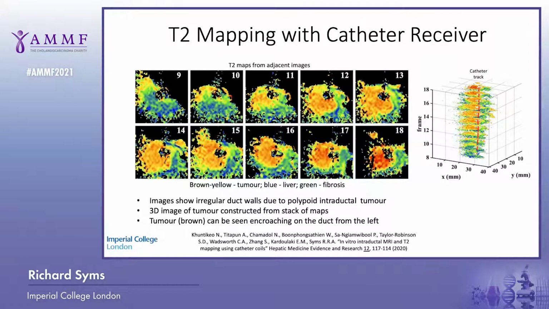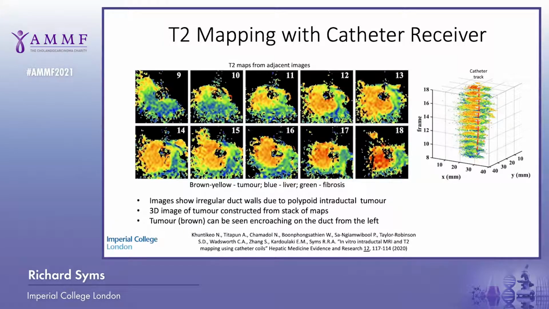If you stack these up, which is what I've done in the three-dimensional picture on the right, you can now see the exact size and shape of the tumor. It's the brown feature that's coming in from the lower left of the catheter track, which is the same as the duct itself, and it's gradually encroaching on the duct.